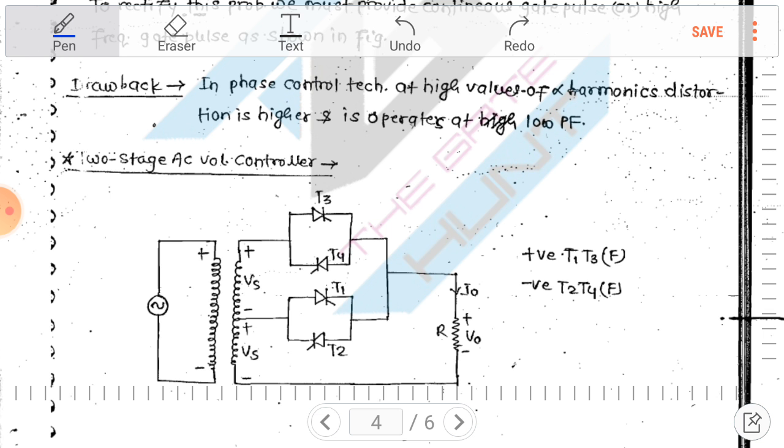Here we are seeing that a transformer is connected, from where the supply 2Vs is transformed into different groups, upper Vs and lower Vs, and this supply is passed through groups of anti-parallel thyristors T1, T2 and T3, T4, and then the load is a resistive load. The process is the same as the single stage. In the positive cycle, the positive thyristor group T1 and T3 will be on, and in the negative cycle, the negative group T2 and T4 will be switched on.